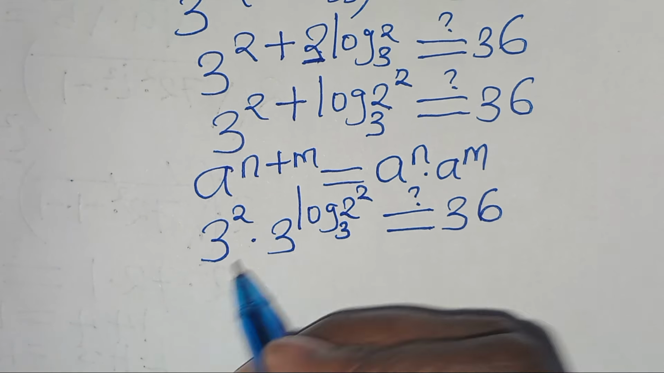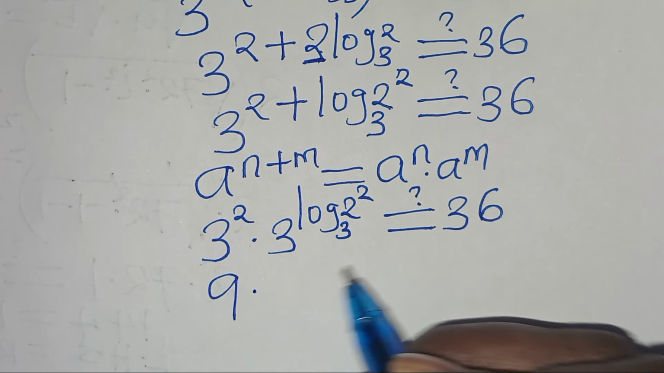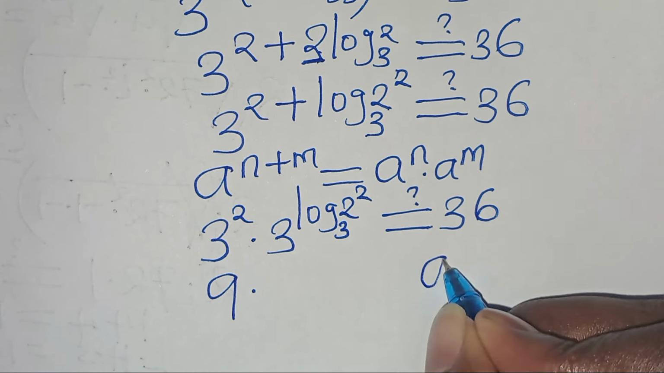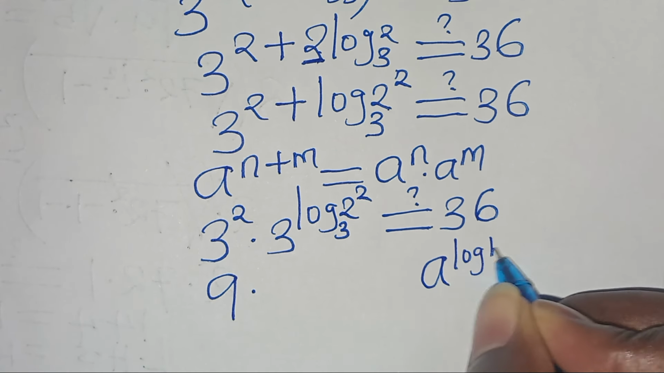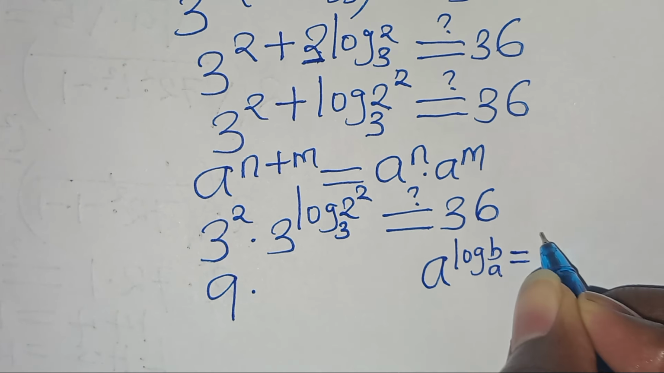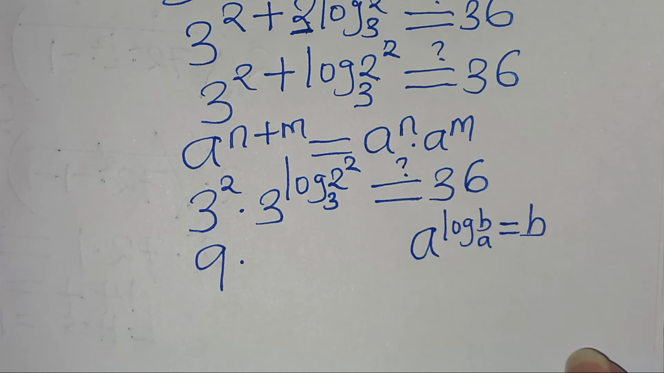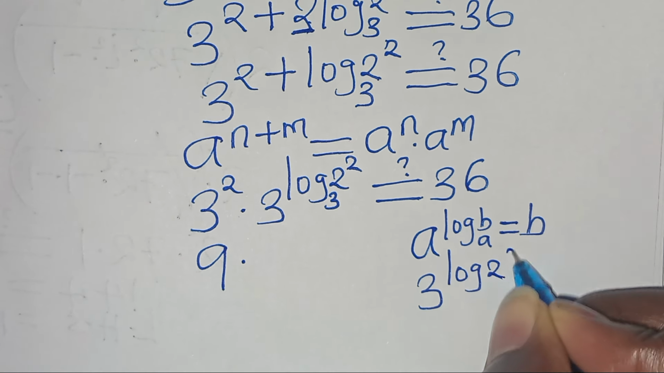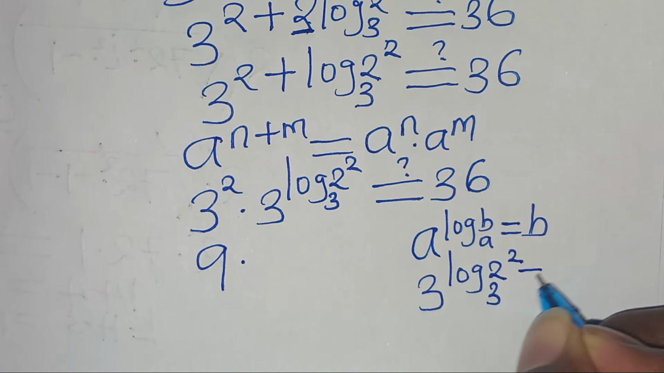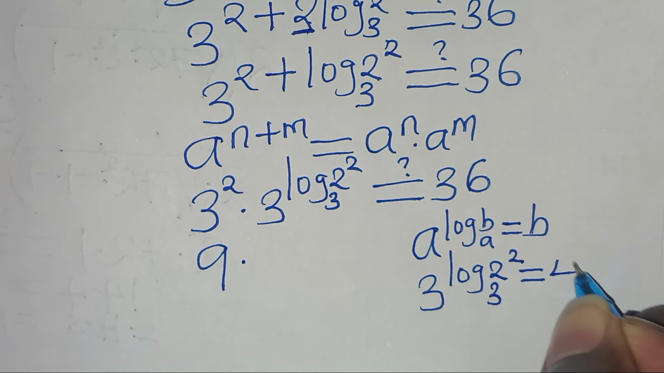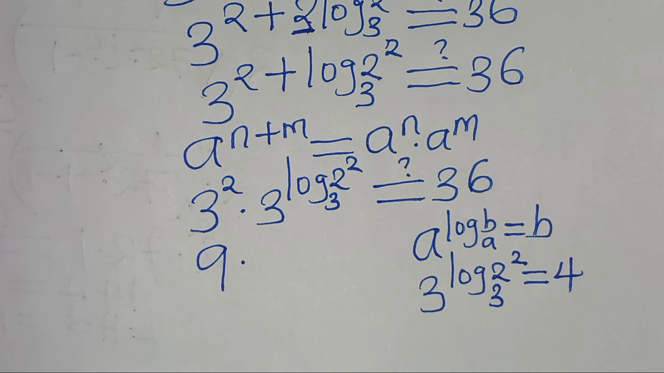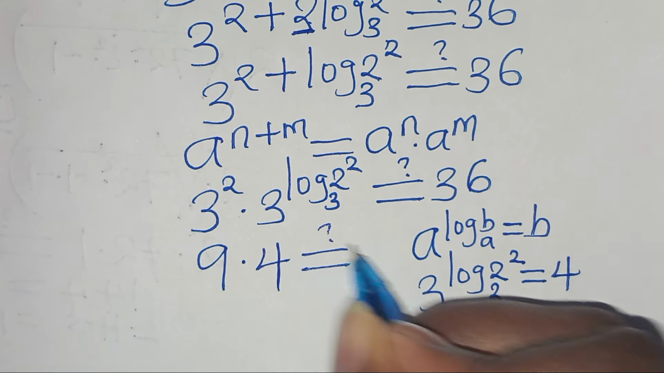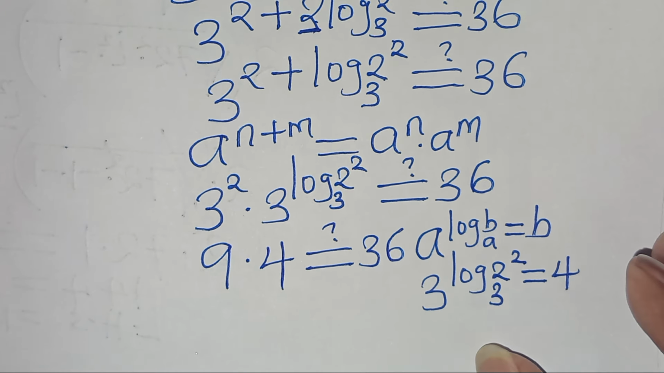Now, 3 squared, this is 9 multiplied by 3 to the power of log 2 to the power of 2 to base 3. This is in the form of a to the power of log b to base a, and this is equal to b. So this implies that 3 to the power of log 2 to the power of 2 to base 3 is the same thing as 2 to the power 2, which is equal to 4. So this means we have 9 times 4. This should give us a value of 36.